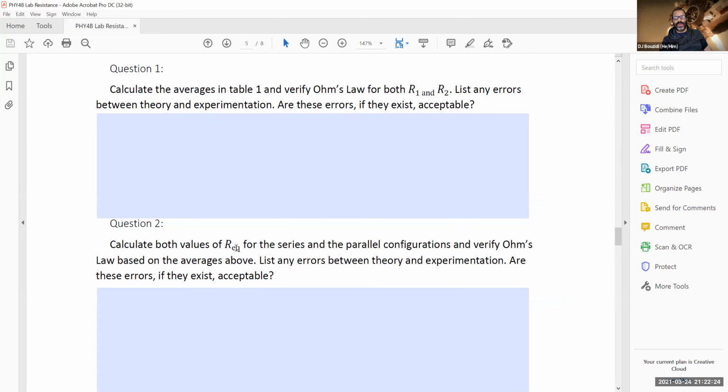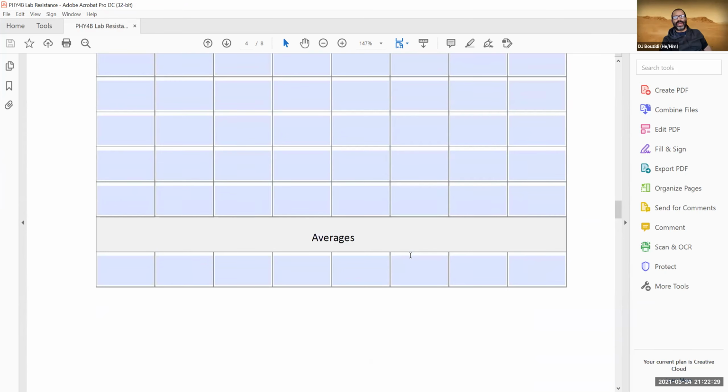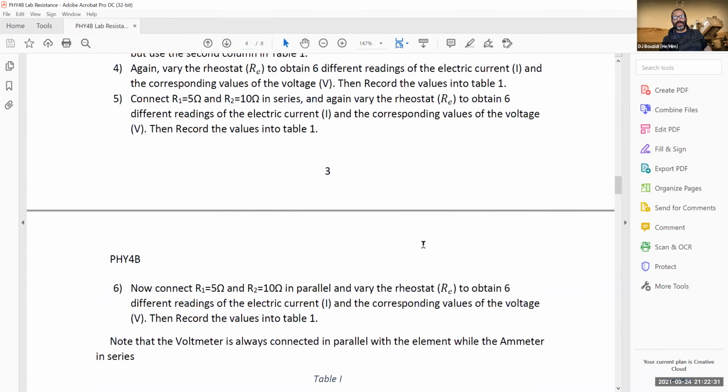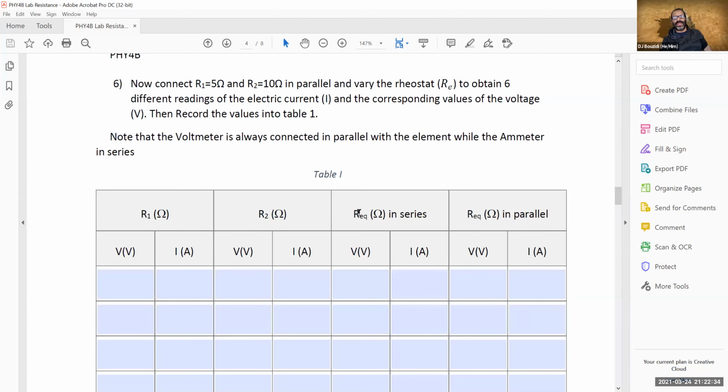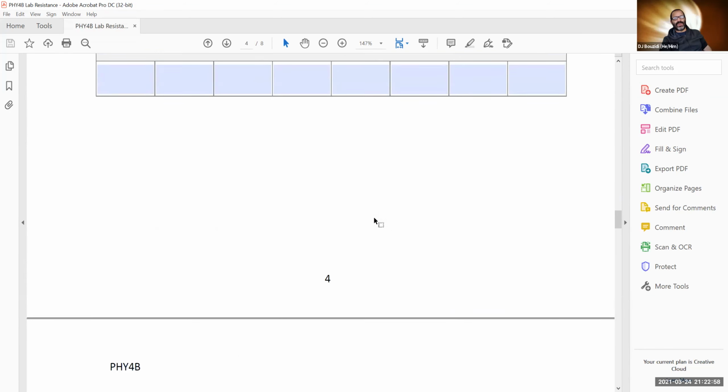Calculate both R equivalent for the series and parallel circuits. So in here, I have just 2 R's in series. I have a 5 and a 10, that should be 15. In here, it should be 1/5 plus 1/10 inverted. So 1/5 is what? 2/10. So 2/10 plus 1/10, that's 3/10. When you invert it, it should be 3 1/3. So R equivalent in here should be 3.33 ohms, and R equivalent in here should be about 15 ohms, okay? So these are the calculated values.